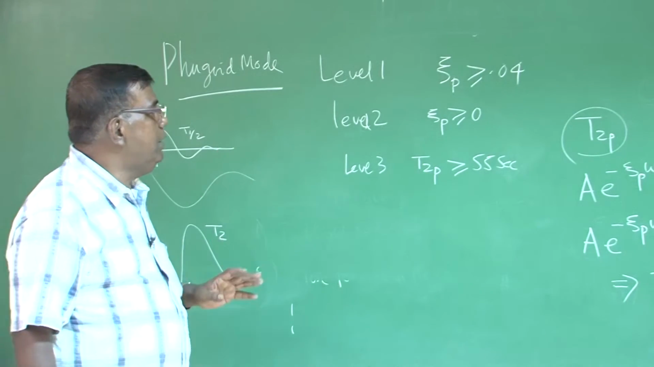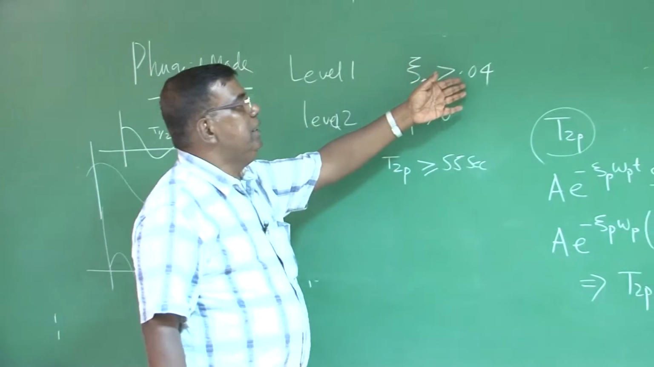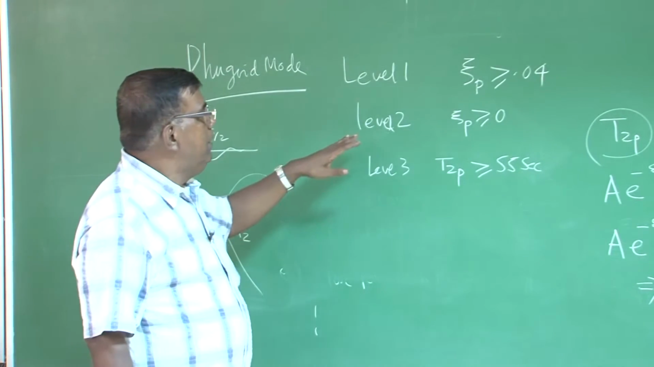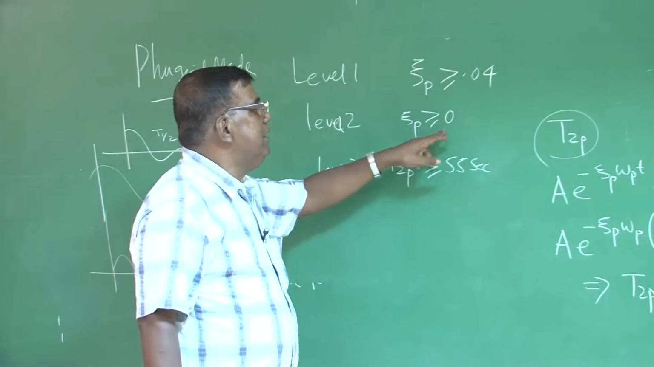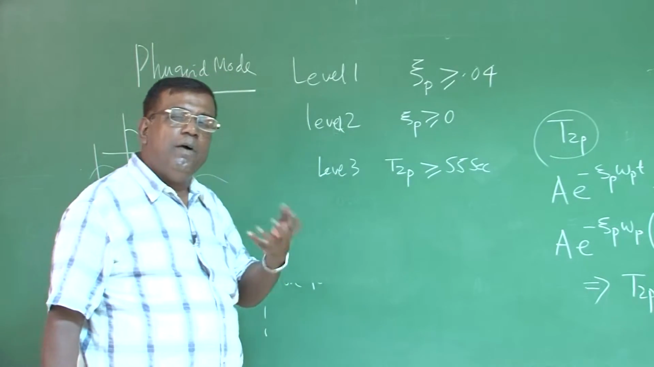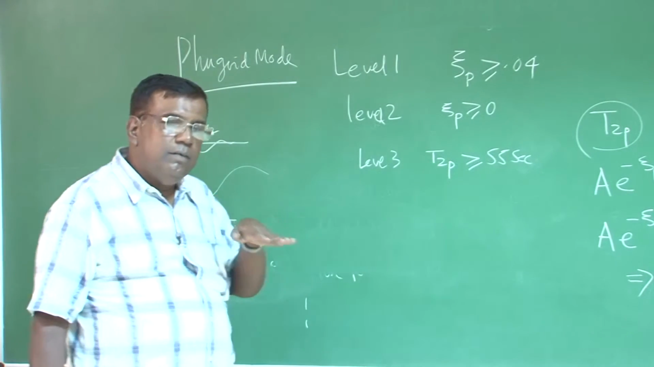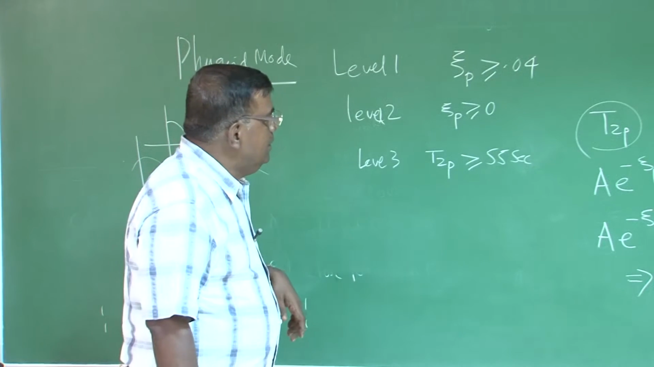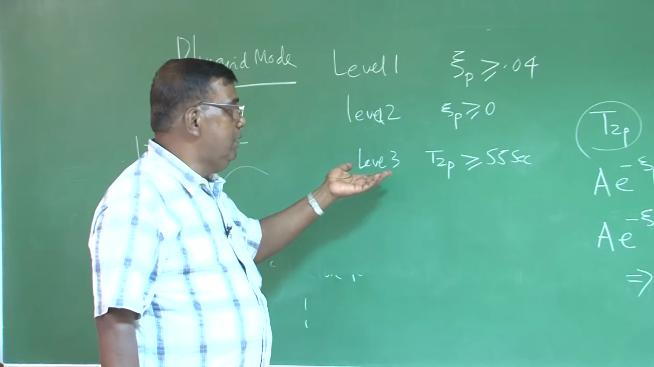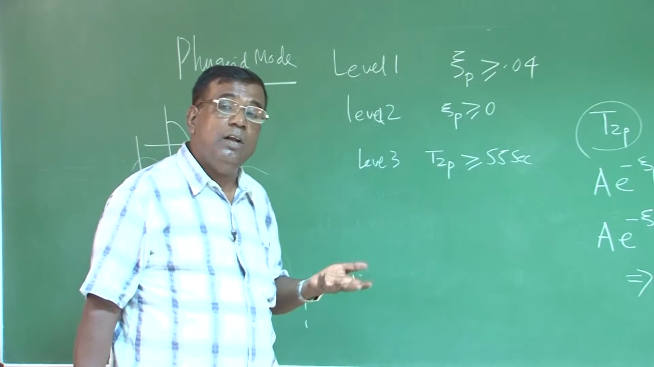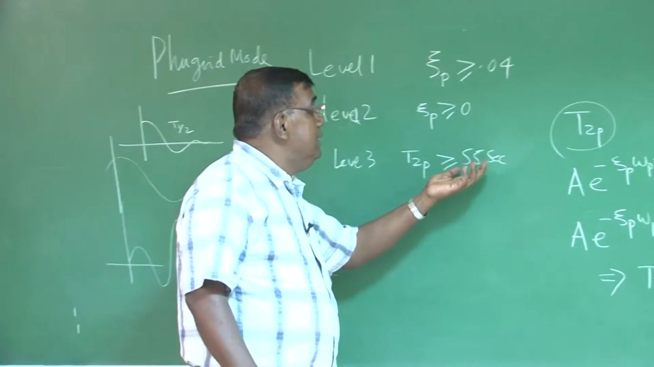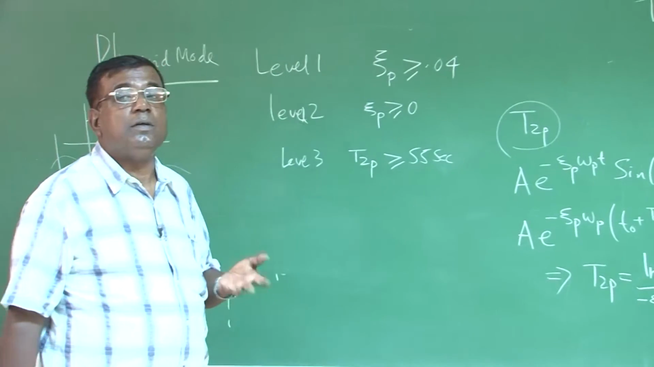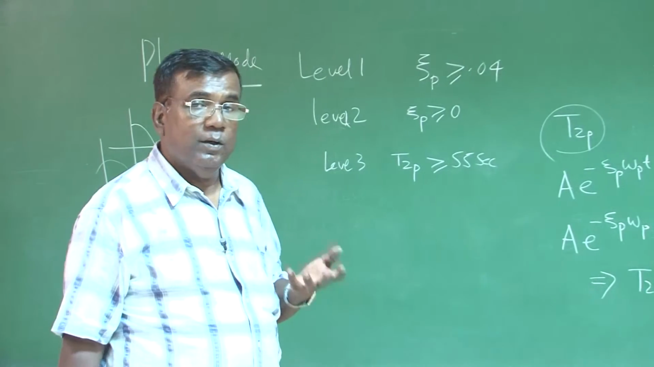Okay? What is level 1? If zeta p is greater than 0.04, fantastic. Not much effort on the pilot. But let's say it is not greater than 0.04, just greater than 0. So zeta p is basically positive. So then also handling qualities will be okay enough for the pilot to put extra effort. And this is level 3 where we are talking about time to double, meaning the phugoid is actually undamped. But as long as this is greater than 55 seconds, the pilot will be able to control the airplane to safety. Okay, that is the understanding.